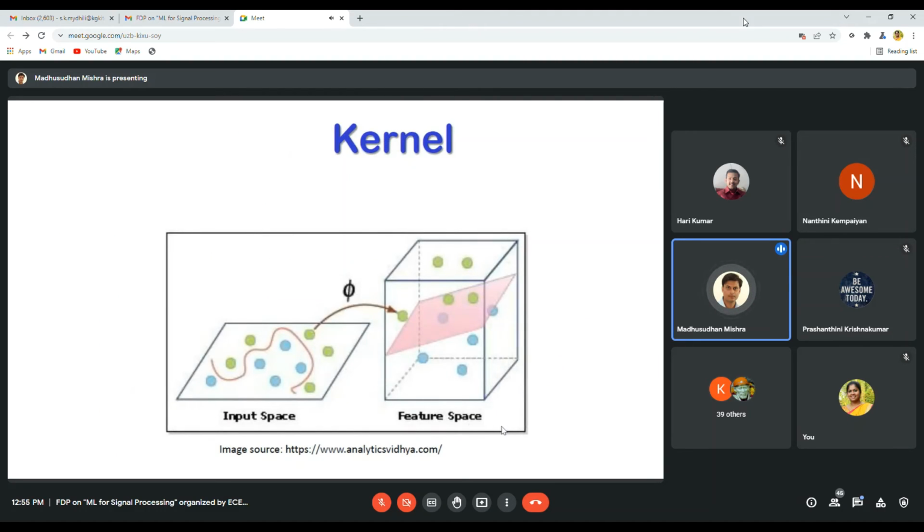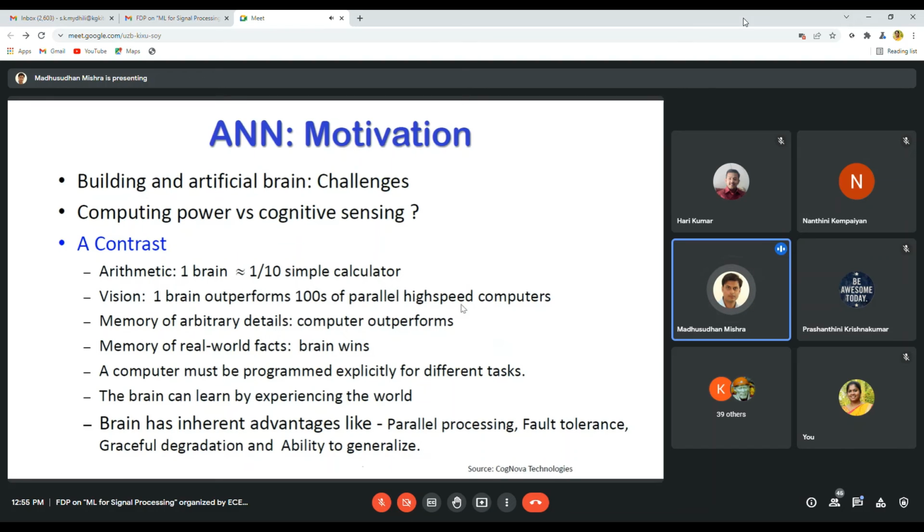So this is an example of a kernel. If we have an input space where we cannot use one straight line to classify, we must use a non-linear boundary so that the two different classes will be classified. For that we use a kernel so that the data is mapped to a higher dimensional plane, and then classification becomes possible. And then the last topic, which I will cover within 5 minutes.